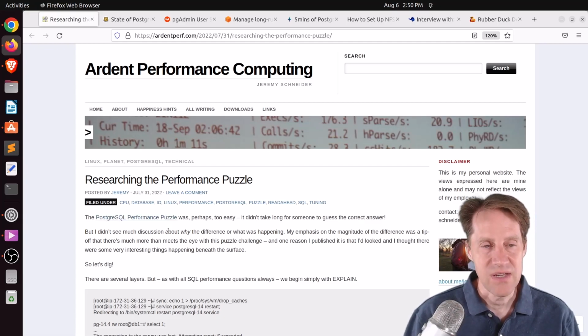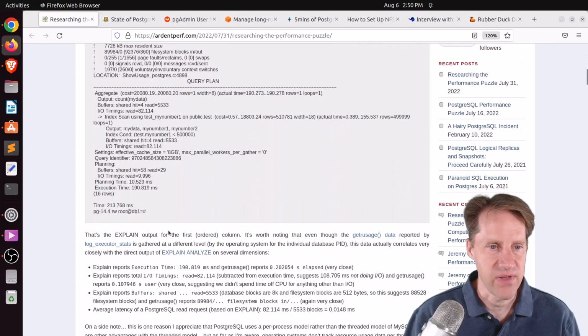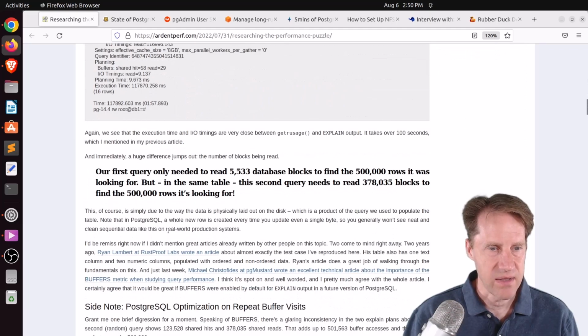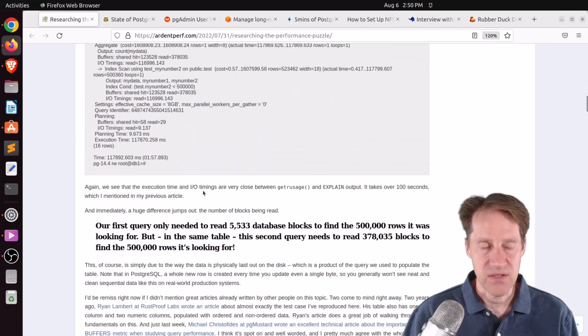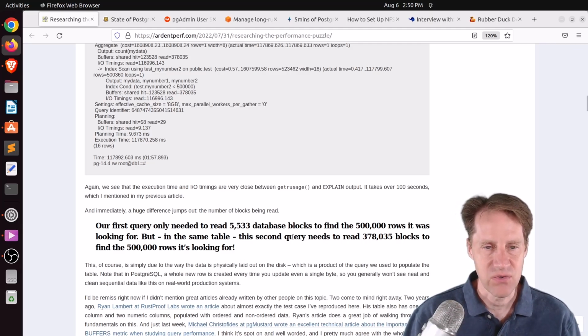But in this post, he goes into a lot more detail as to why we're seeing the behavior that we're seeing. And he set up an explain analyze for both, analyzing the buffers as well. And one thing that was obvious, he says, quote, "our first query only needed to read 5,533 database blocks to find the 500,000 rows it was looking for. But in the same table, the second query needs to read 378,035 blocks to find the 500,000 rows it's looking for." So that's a big difference between a sequential access and essentially a random access.